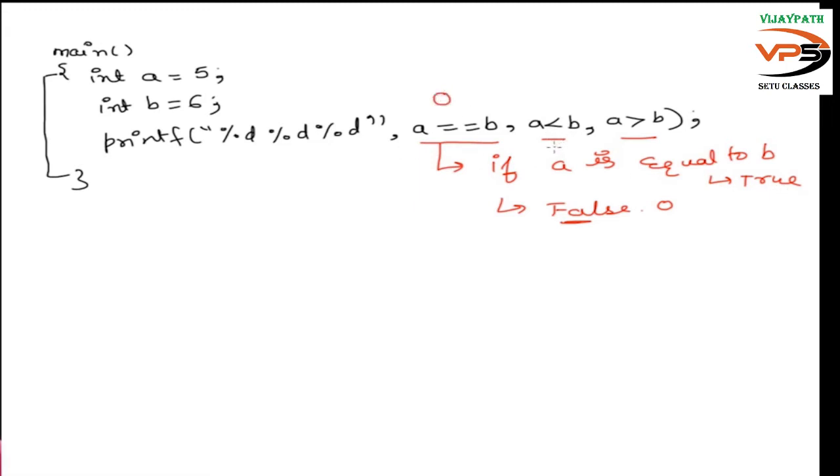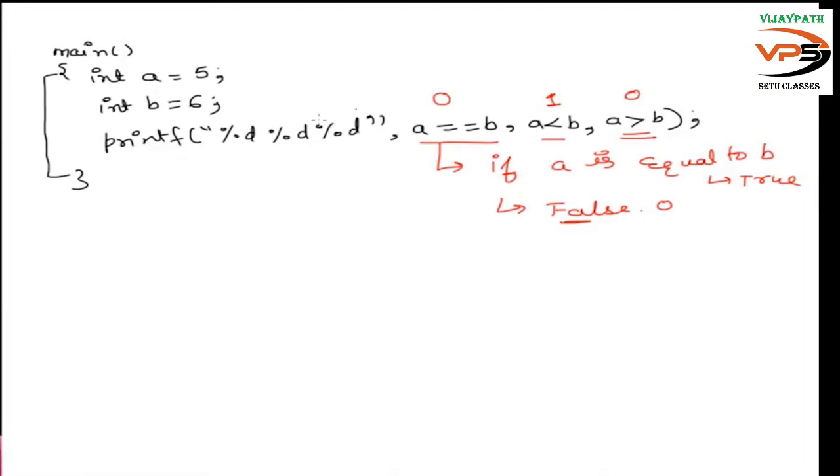So the next statement is a is less than b. The value of a is 5 and the value of b is 6, and 5 is less than 6. Therefore this is true, and true means 1. Therefore this statement will print 1. Okay. And the last statement is a is greater than b. 5 is not greater than 6, therefore it will return me false, which is 0, right?